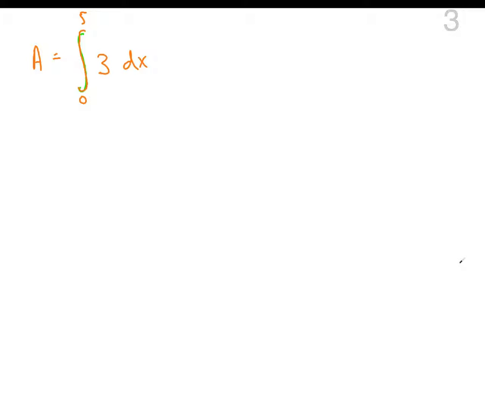You're thinking too much. So we're finding the area under the function. So the function is 3, so it's just a straight line. We're going on the interval 0 to 5, so that'd be the width. Yeah. Okay. What is the function?